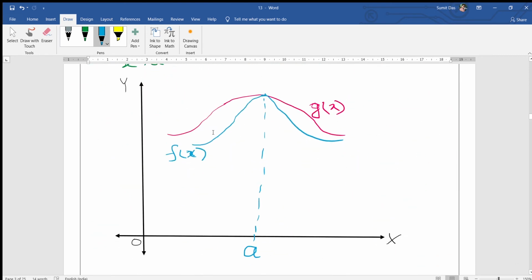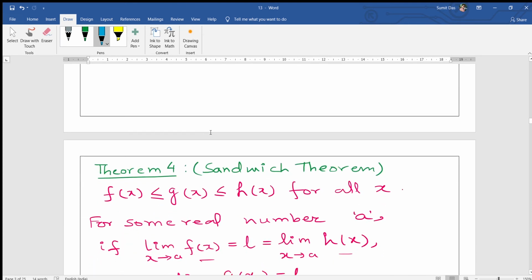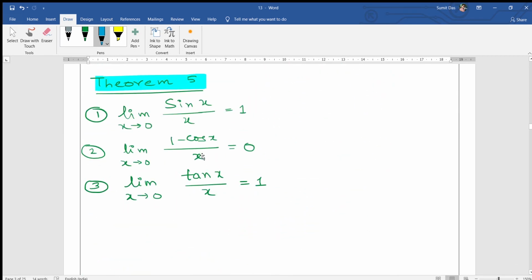Theorem 3 and theorem 4 are not that much use, so I'm not doing those. I am doing theorem number 5, that is most important. These two theorems are very, very important. Theorem 5 is limit x tends to 0 of sin x by x, this value is 1. Whenever we get this kind of limit, we have to try to convert it into sin x by x form.